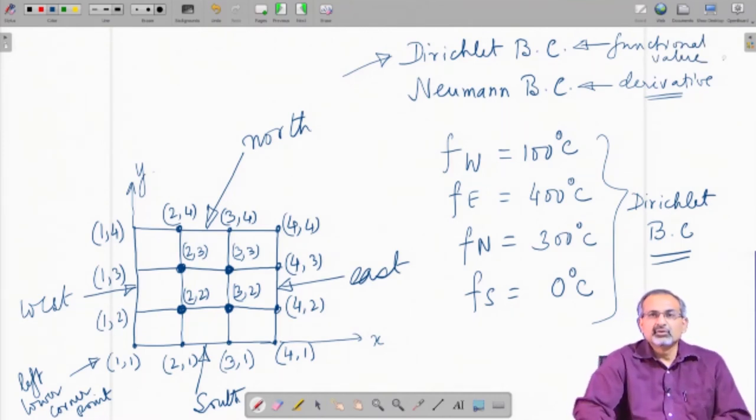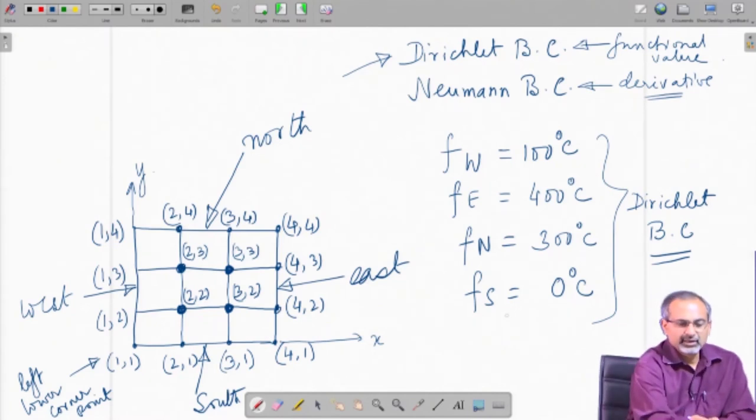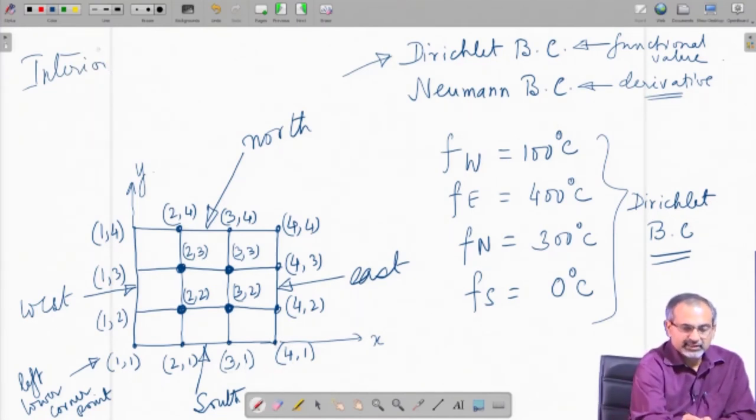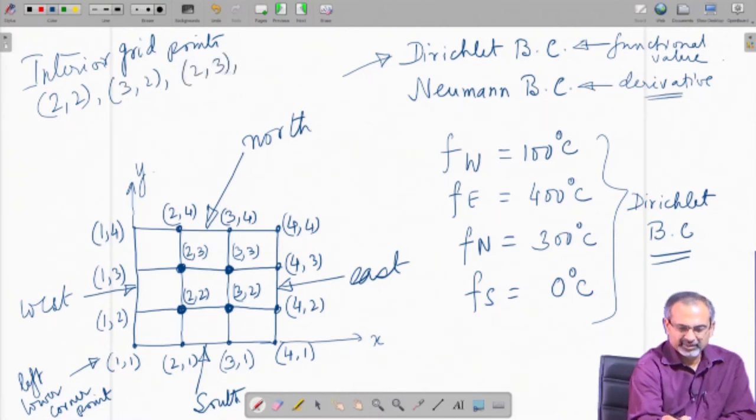So, having imposed this boundary condition, you would like to figure out how this iterative technique would work in order to find a solution to Laplace equation within this domain. When we say within this domain, what we essentially mean is we look at the interior grid points. So, we try to seek a solution at the interior grid points, which are these ones, because they are not occurring on any of the boundaries.